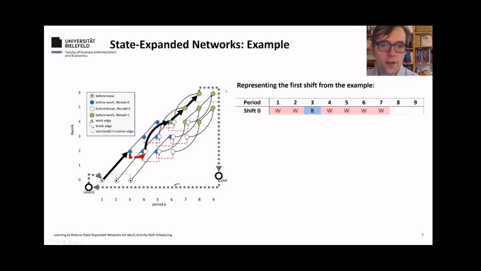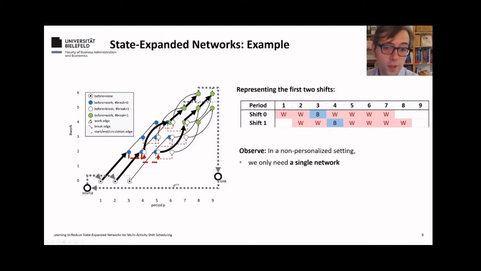Then this arc goes to the sink and back to a circulation arc to the source. What is interesting and important here is that, in case of an anonymous problem, we only need a single state expanded network for the whole problem. This means that if we want to represent a second shift here, this second shift can form a second source-sink path in the network. And as we will see later, this can be modeled as a 2-unit flow in a state expanded network, which is then embedded in a MIP model.